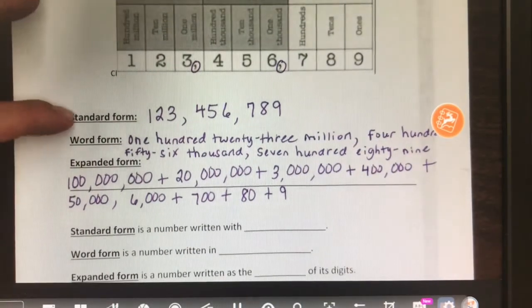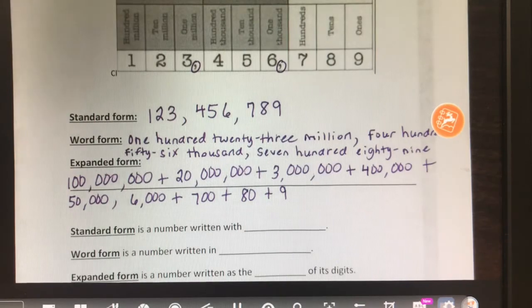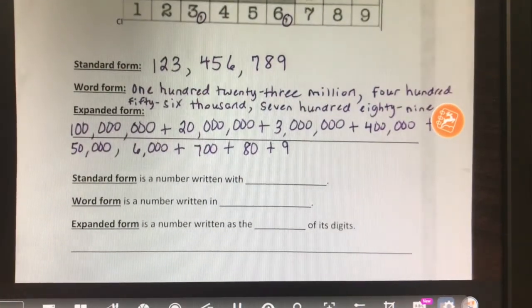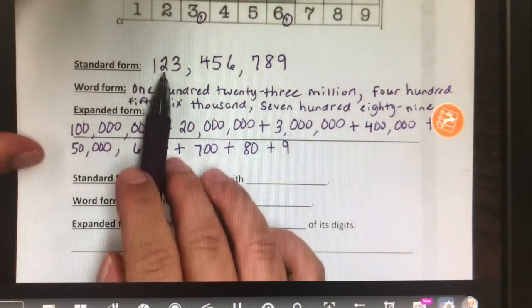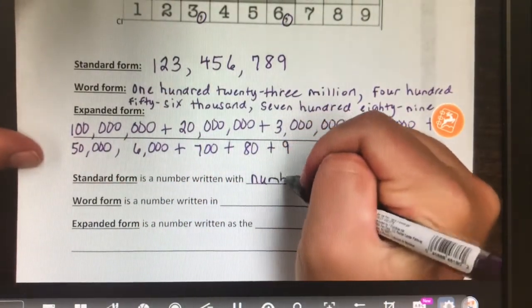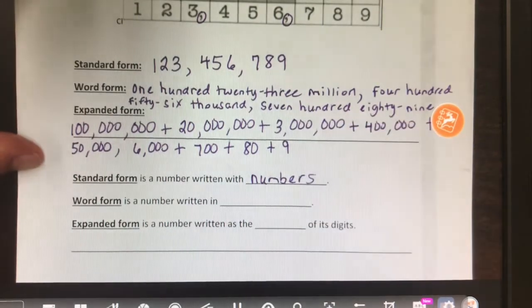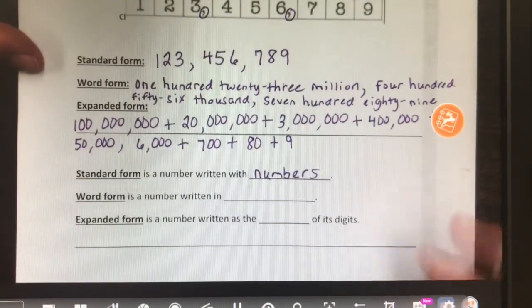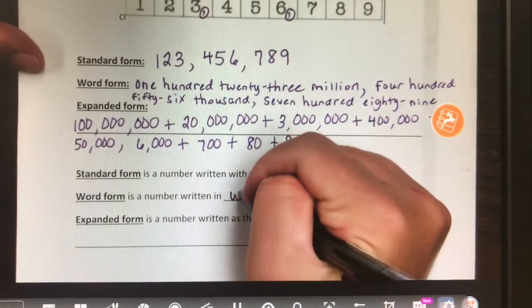Okay, so we wrote it in standard form, word form, and expanded form. So now let's kind of put a definition to what we just did. Standard form is when a number is written with numbers, or if you want to say numerals, that's just a fancy word to say numbers. So standard form is just how we normally would write numbers, as you see in the first example right here. Word form is a number written in words.